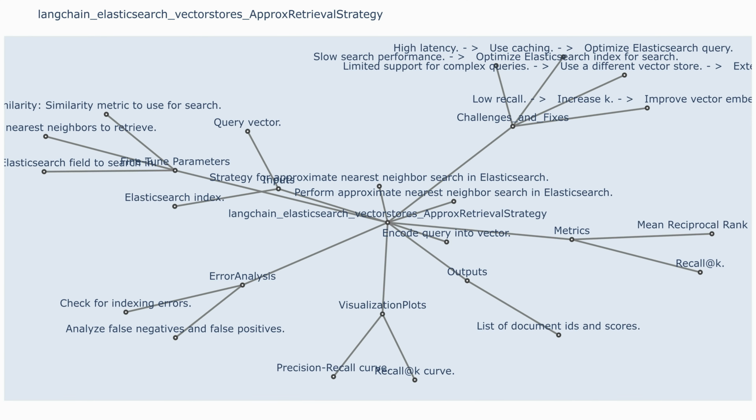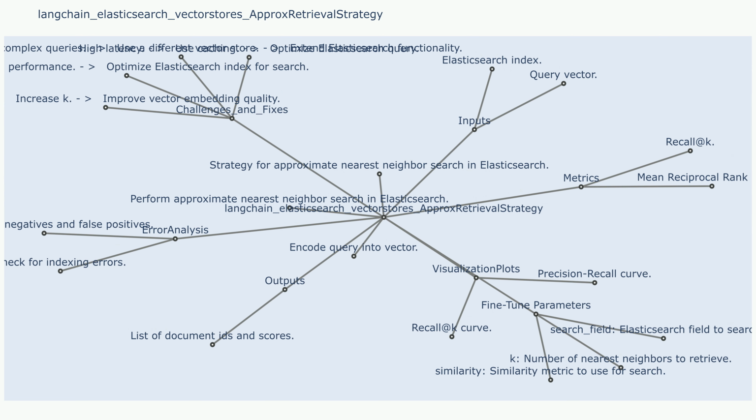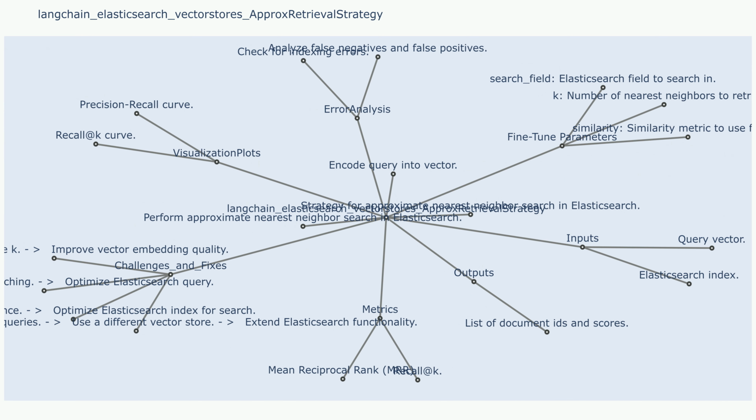LangChain Elasticsearch Vector Store's approx retrieval strategy. Description: the approx retrieval strategy in LangChain's Elasticsearch Vector Store allows for approximate nearest neighbor search, a technique used for finding the closest vectors to a given query vector even when dealing with massive datasets. This strategy is particularly useful for large-scale applications where exact nearest neighbor search would be computationally expensive or impractical.